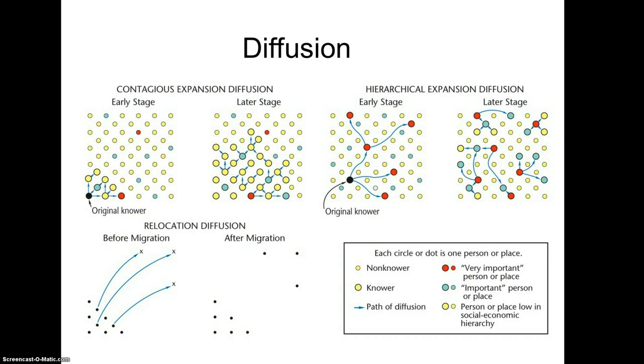Hierarchical diffusion is shown on the right of this image, and this shows kind of a skipping pattern where the knower might be a city like Paris, if we talk about fashion, and it would skip all of the small towns and move to other big towns, and eventually then it would move into mid-sized towns and into small towns. So hierarchical diffusion is kind of the expansion of an idea, but definitely skips areas.